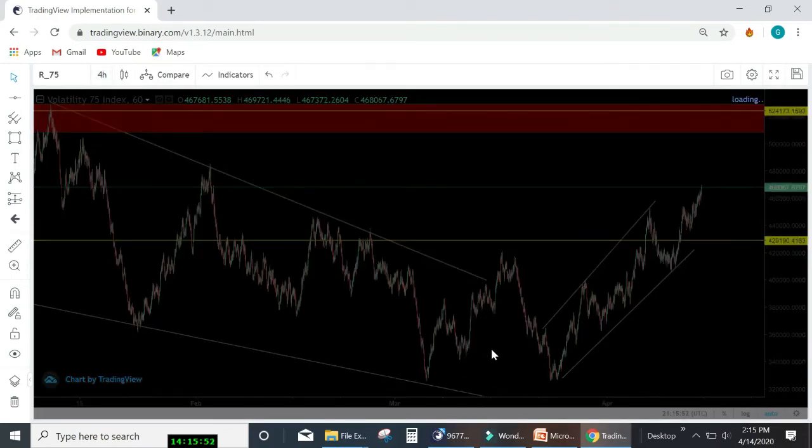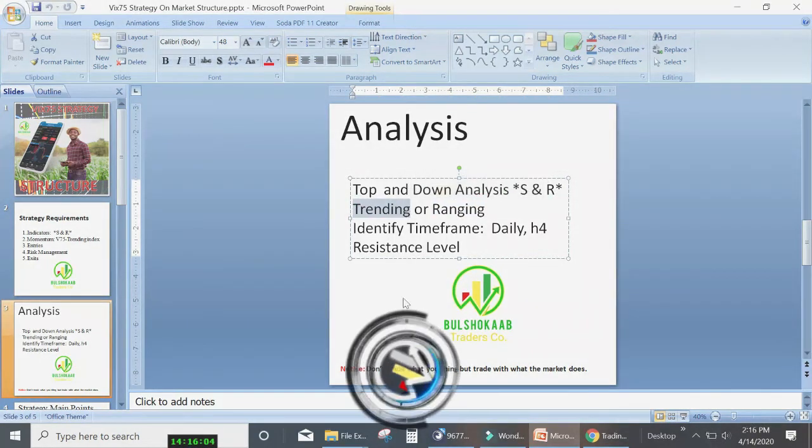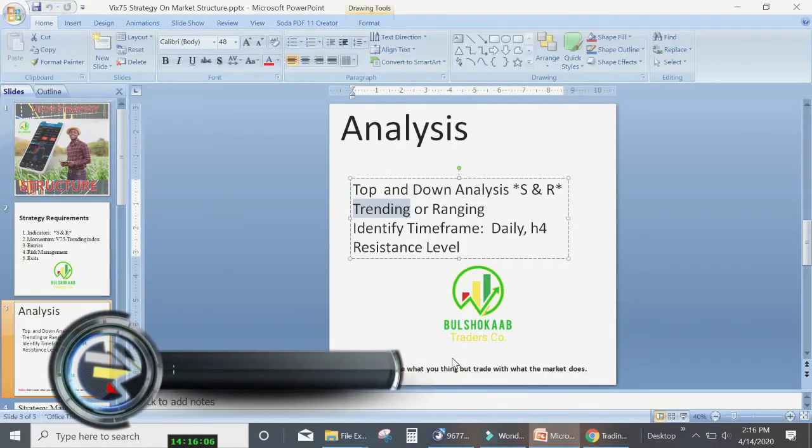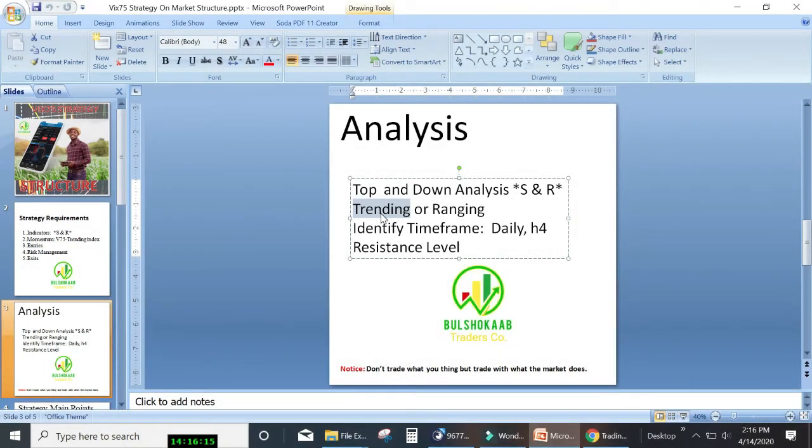Okay, so the ranging and the trending state. So the ranging state, the trending state. What is the trending state? The trending state is when the market has a trend, and it always has a chance that you can go on the market and trade.